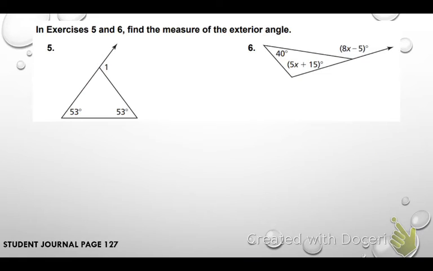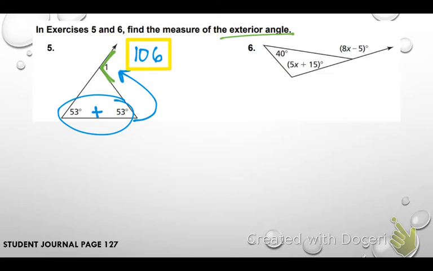We are going to probably speed up because we only have 10 minutes left, 9 minutes left. Number 5, find the measure of the exterior angle. What is my exterior angle on number 5? Angle 1. In order to find my exterior angle, I add up my two non-adjacent interior angles. What are my two non-adjacent interior angles? 53 and 53. I add them and they'll equal my outer angle. What's 53 and 53? 106. So my answer is 106.